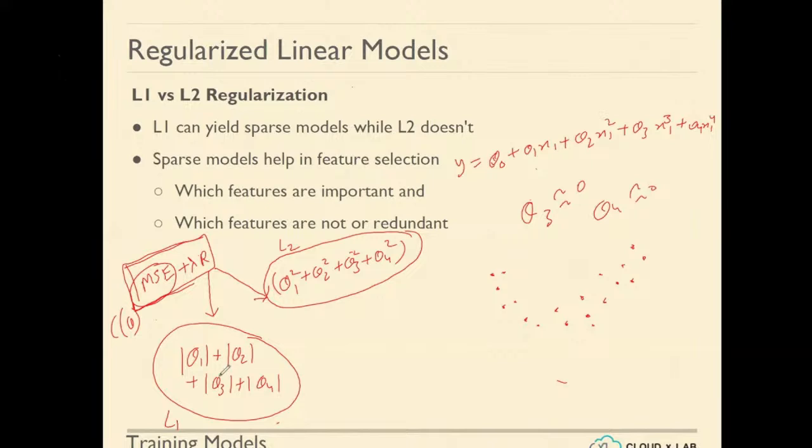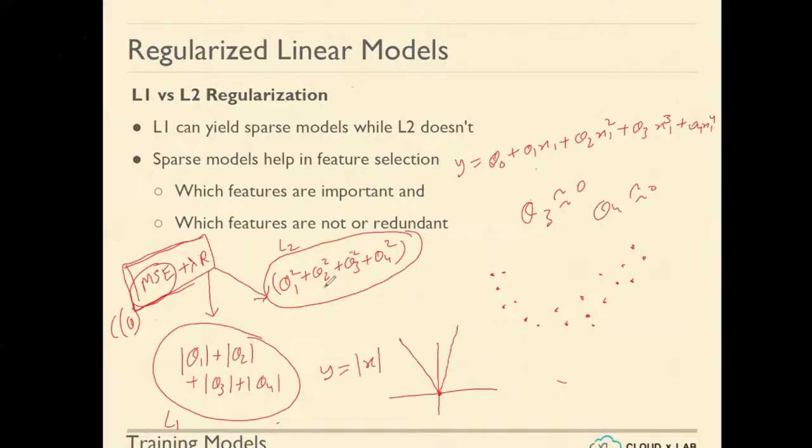Yes. So in both L1 and L2, we are having the magnitude of these theta values, right? But in case of L1, we are using a function of type y is equal to mod x, right? And we already know the shape of y is equal to mod x. It is a V shape function.